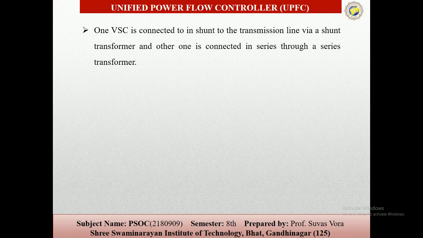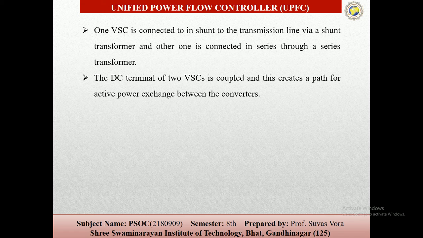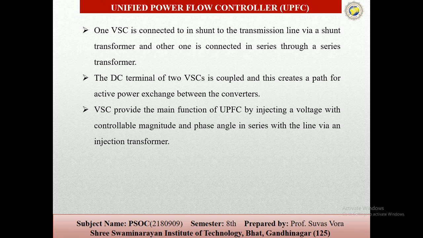So this one, as we discussed, one VSC is connected in shunt to the transmission line via the shunt transformer, and the other one is connected in series through the series transformer, and the DC terminals of the two VSCs are coupled, and this creates a path for the active power exchange between the converters. So this provides the main function of the UPFC, by injecting a voltage with controllable magnitude and phase angle in series with the line via the injection transformers.